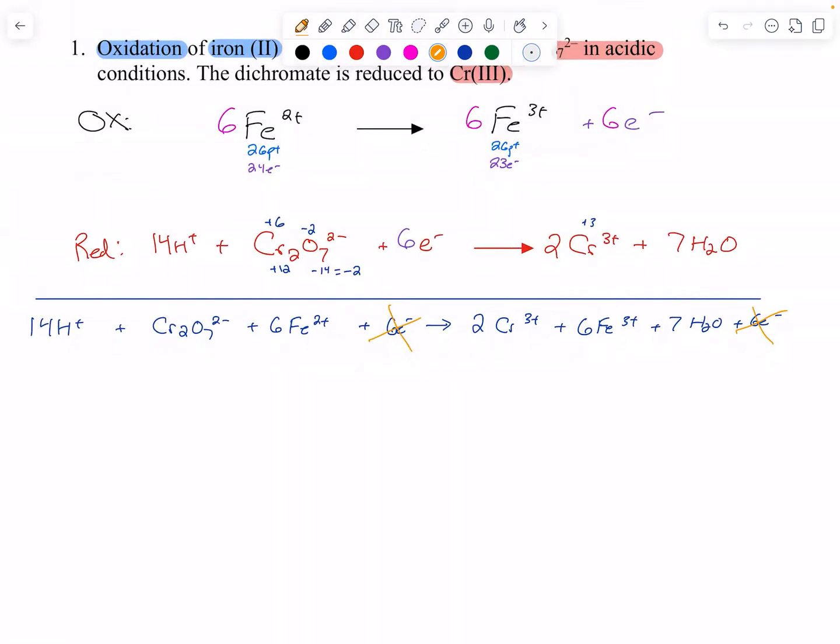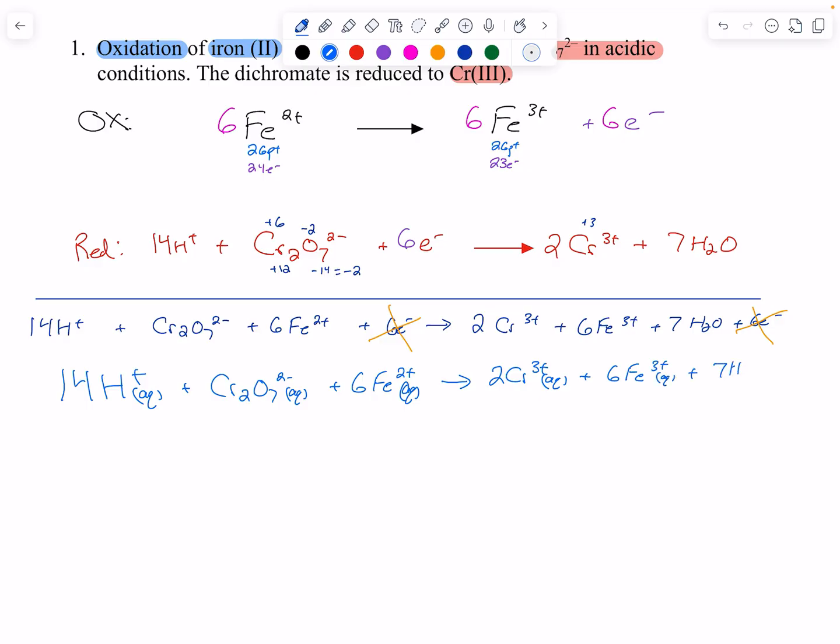No. So my net equation would then be what? 14 H plus in solution plus dichromate plus 6 iron 2s going to 2 chromium 3s plus 6 iron 3s plus 7 waters.